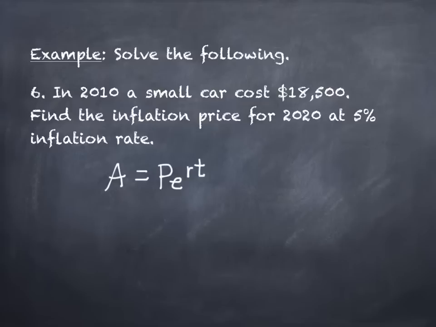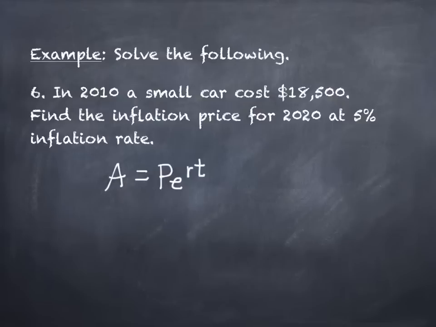We had one other formula that had one other letter in it. It was the letter N. It's not in this formula. Do you remember what N represented? It was the number of compoundings per year. It doesn't appear in this formula because this is continuous compounding, but that was also present.